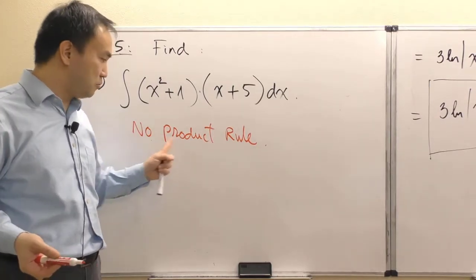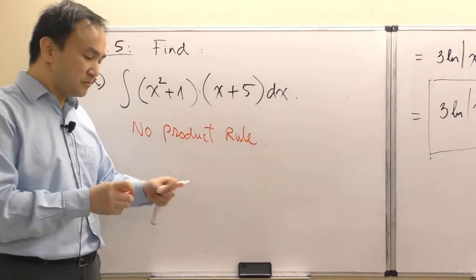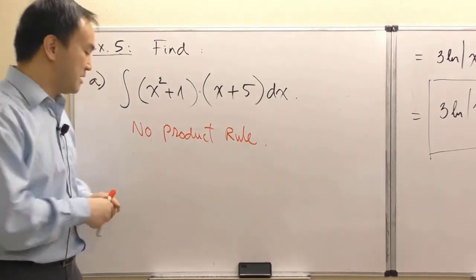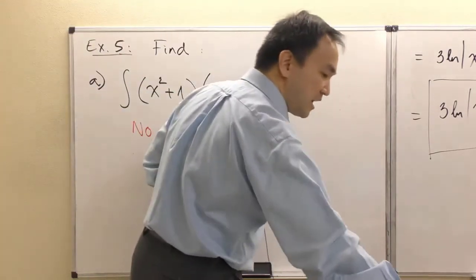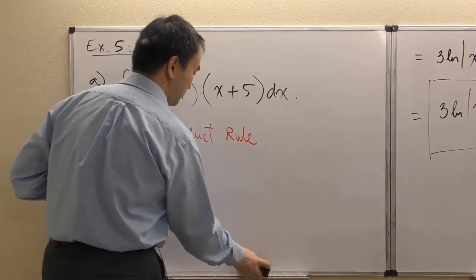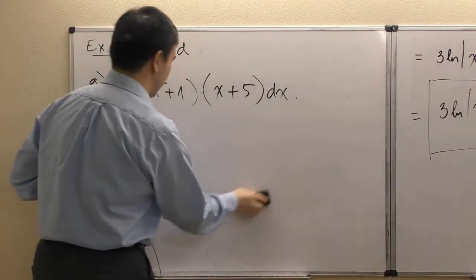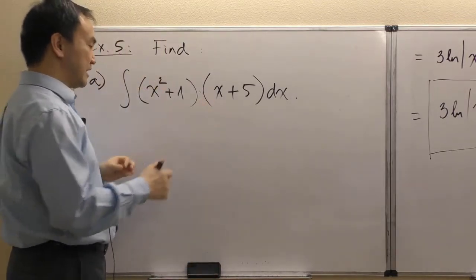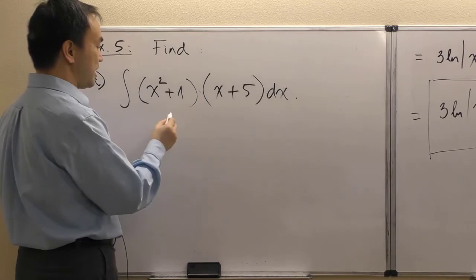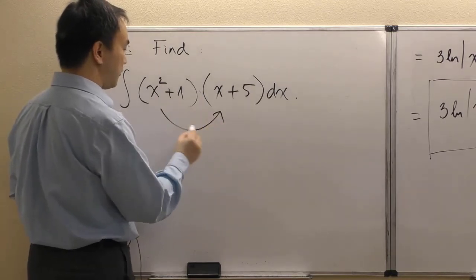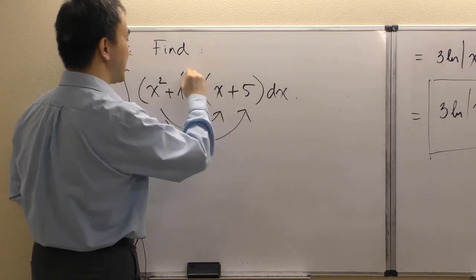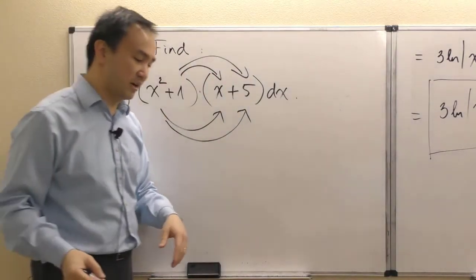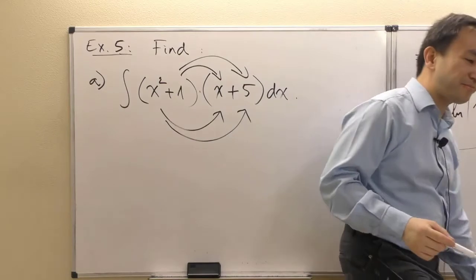So there's no product rule. Does that mean we're not going to solve the problem? That doesn't mean so. We will find the antiderivative of this, but we need to apply some treatment. Now being in a product like this, we can FOIL out. And since we have not learned any advanced techniques, FOILing out is the only way that we can handle the problem.